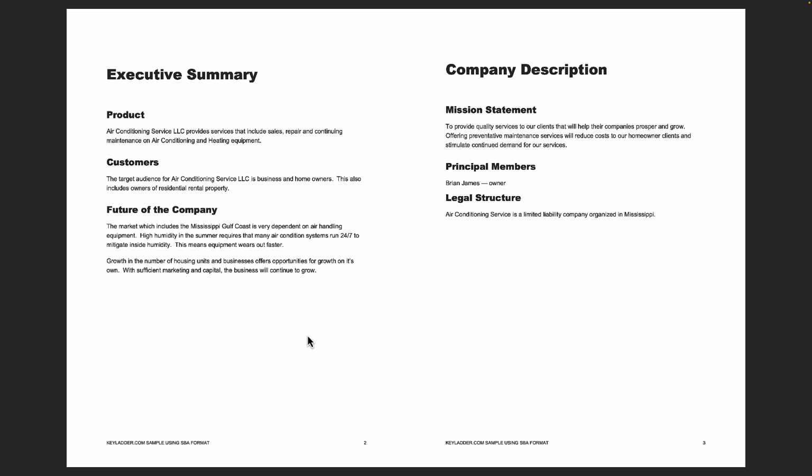Now, you may have a more complicated product or service. Try to make it short. Even if it's more complicated, try to, maybe 2 sentences instead of one, and explain what the product is. And the product could be a service also.